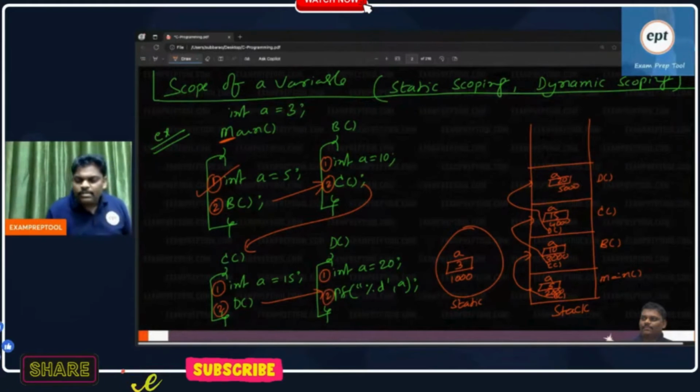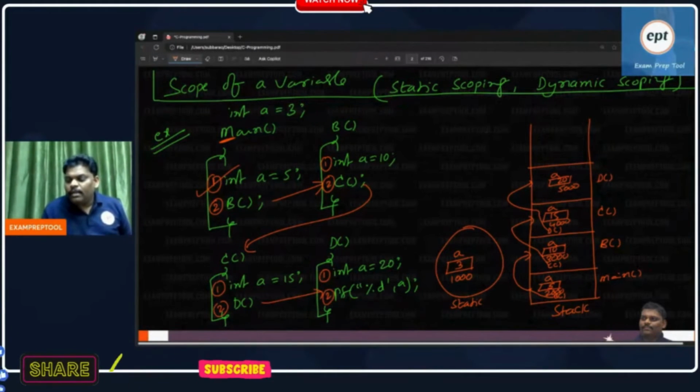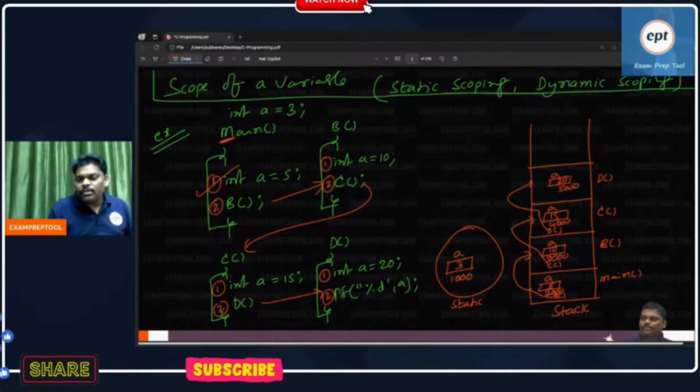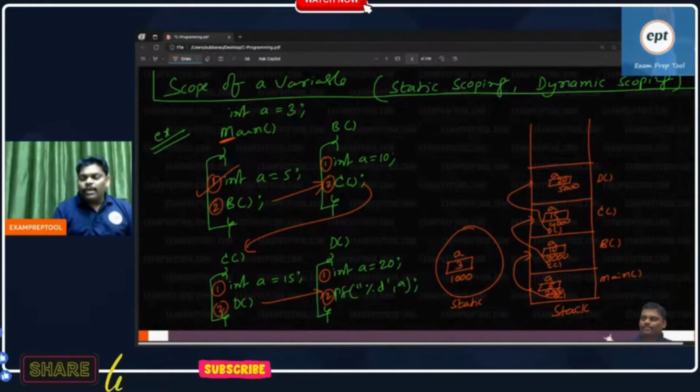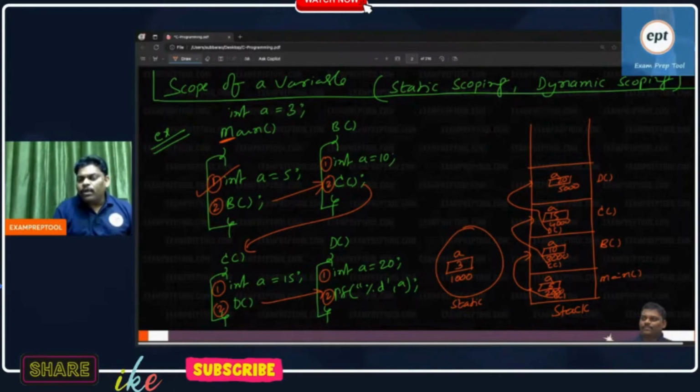Second line. Now listen, everyone observe. I am in the D function. Print A. What is the answer? As of now, in my hand, there are 5 A's available. If I say print A, what will print?